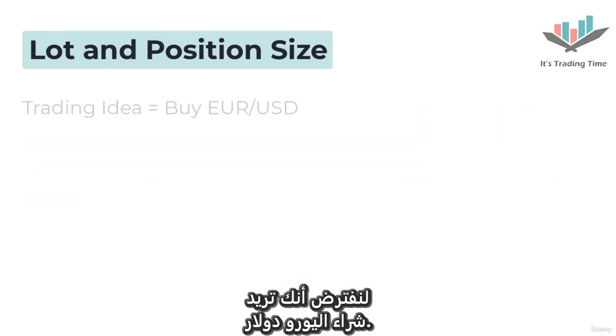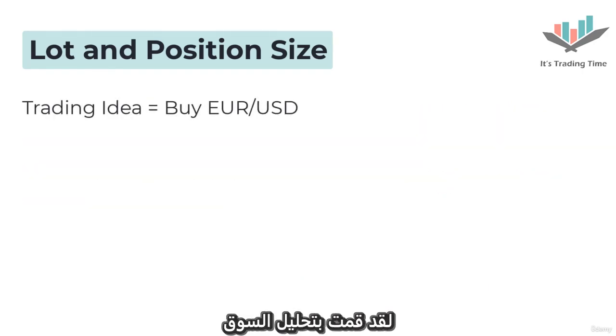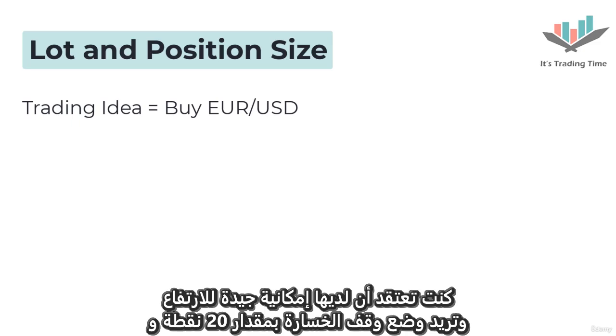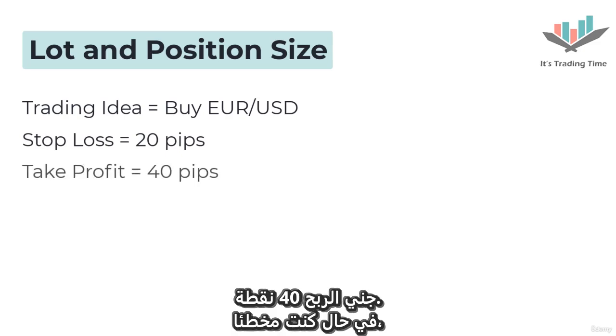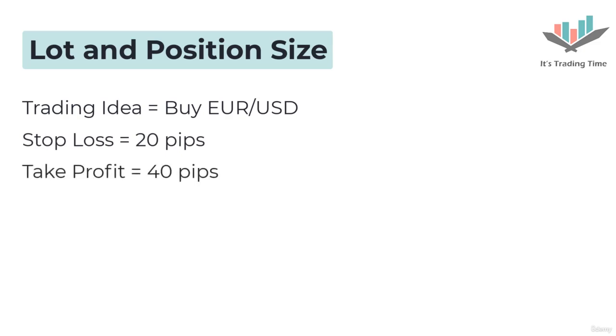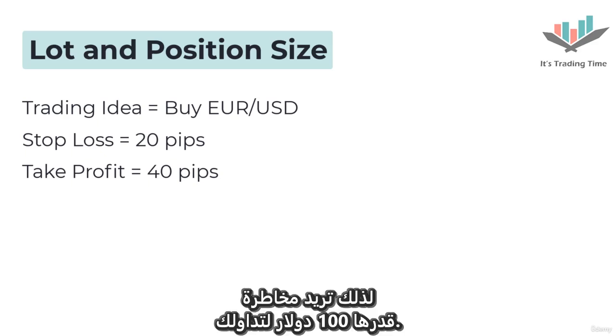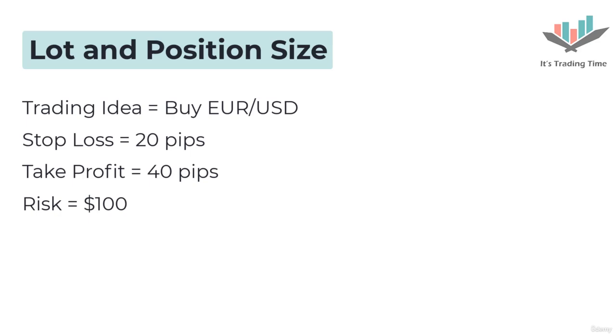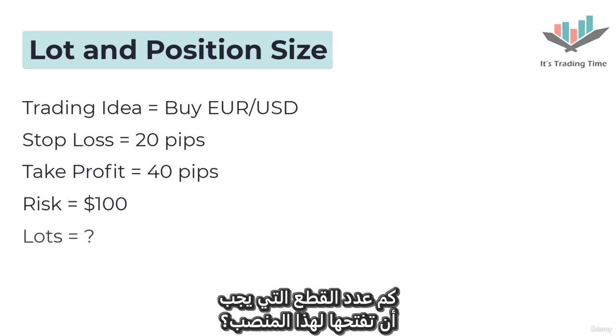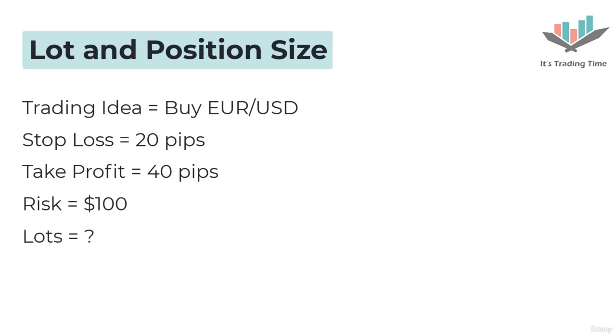Let's say that you want to buy euro-dollar. You have analyzed the market, you think that it has good potential to go up, and you want to place a stop loss of 20 pips and a take profit of 40 pips. In case you're wrong, so in case the price hits the stop loss, you're willing to lose $100, but no more than that. So you want a risk of $100 for your trade. How many lots should you open for this position?